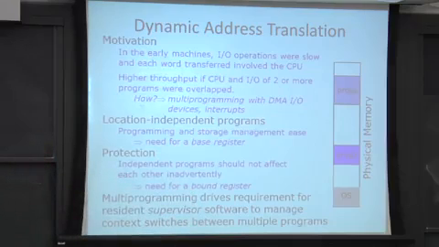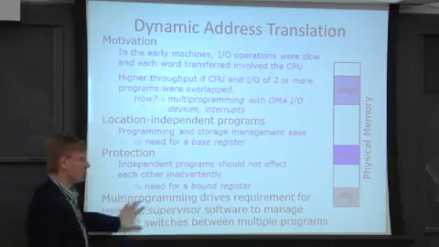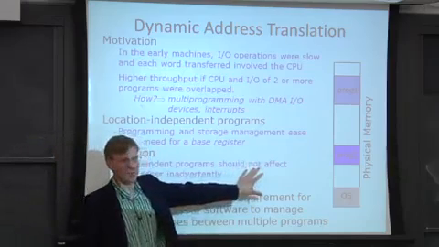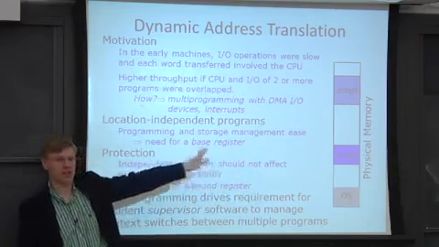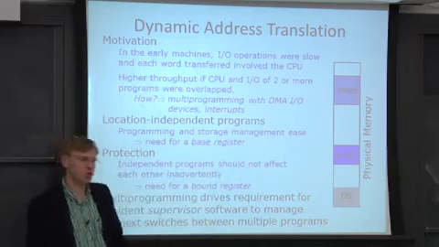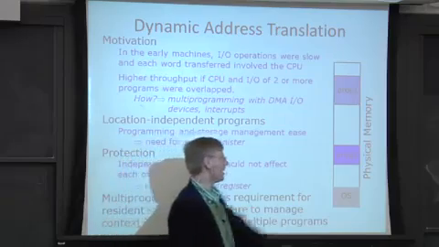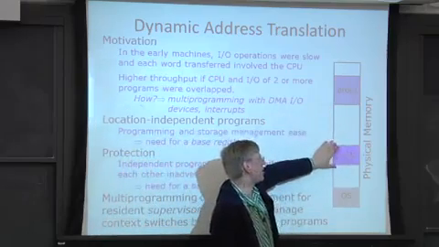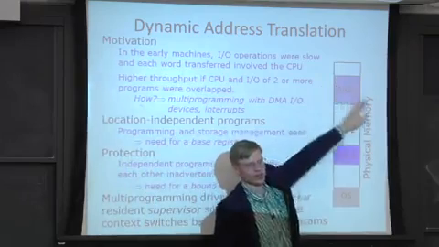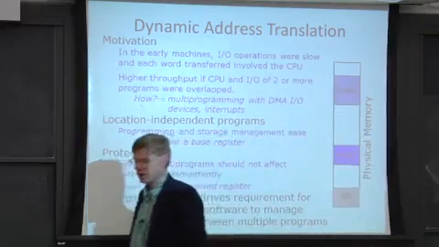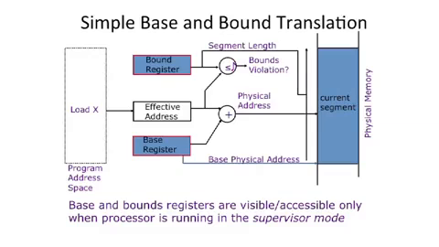Now, these base and bound registers, we're going to look at in more detail in a second. But you don't want the user program to be able to change the base and the bound register. Because if the user program changes the base and bound register, it can basically remap itself, or it can possibly make its bound big enough to look at the other program. So let's look at the hardware of a basic base and bound translation.